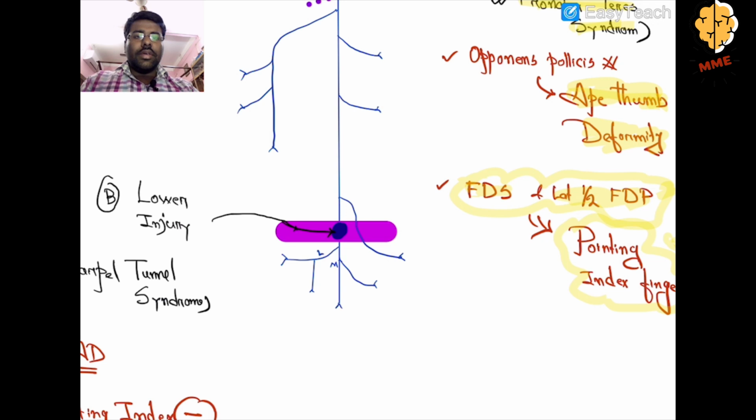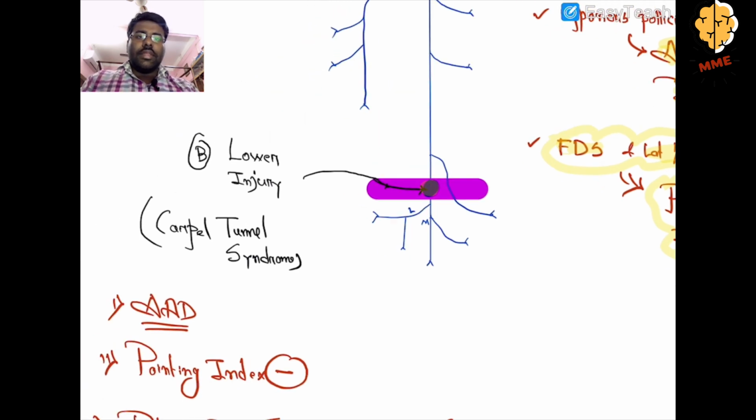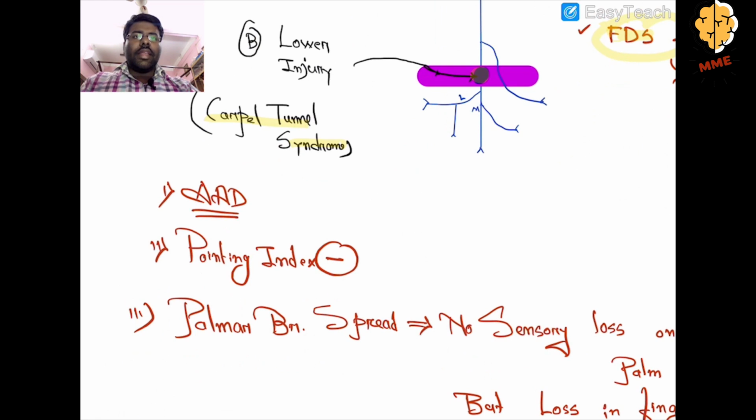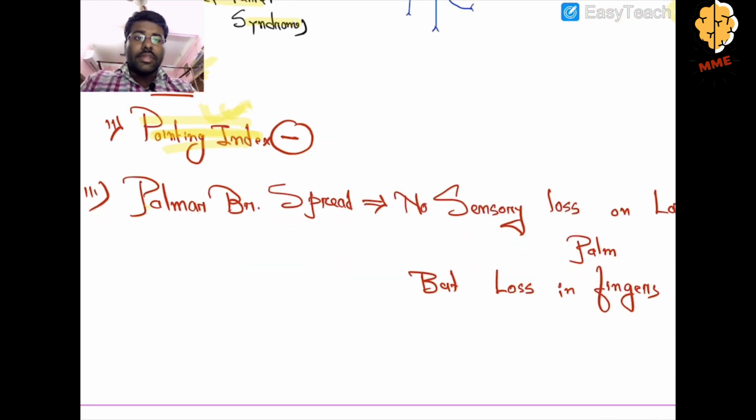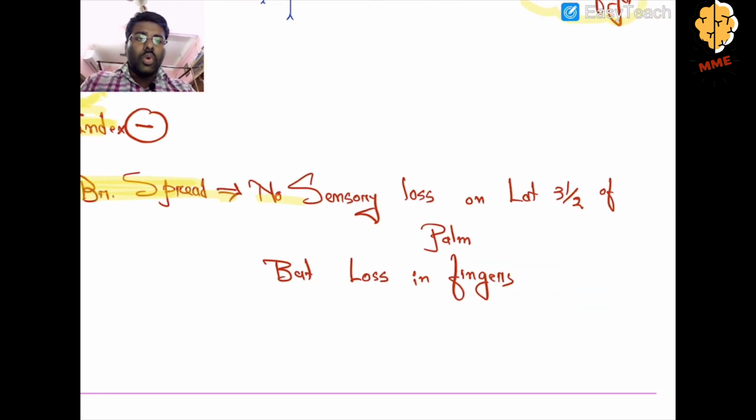Now coming to the flexor retinaculum injury or carpal tunnel syndrome. In case of lower injury or carpal tunnel syndrome, firstly there is AAD. What is AAD? Ape arm deformity. But in this case, FDS and FDP are not involved, so there is no pointing index. And you can clearly know that the palmar branch is spared because it is above the flexor retinaculum. So there is no sensory loss on the lateral 3.5 of the palm, but loss in the fingers, finger sensation. It is very easy.